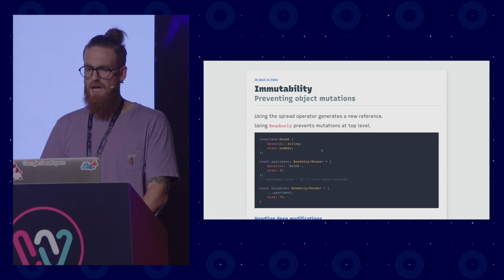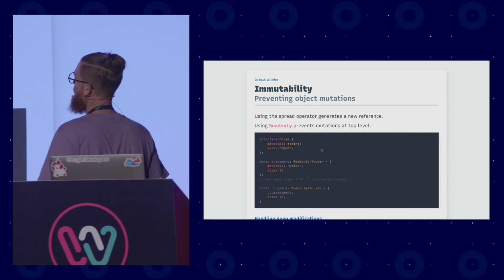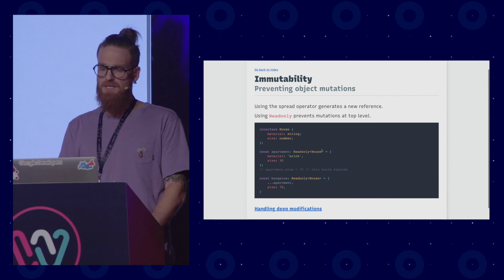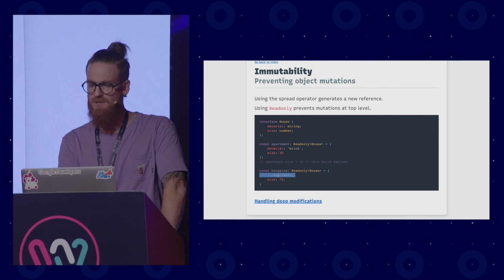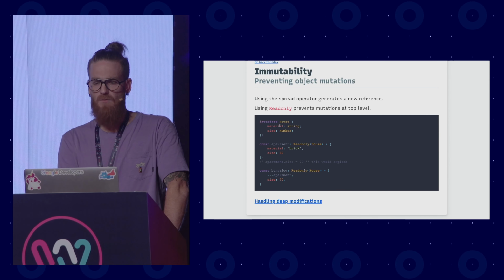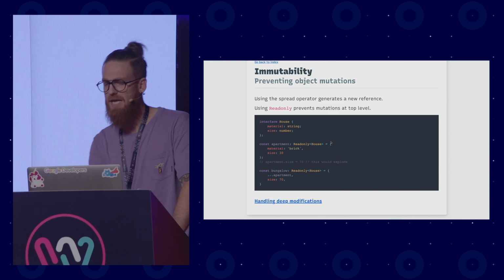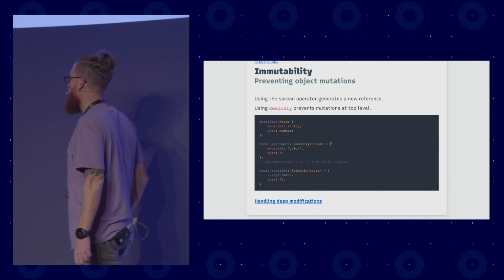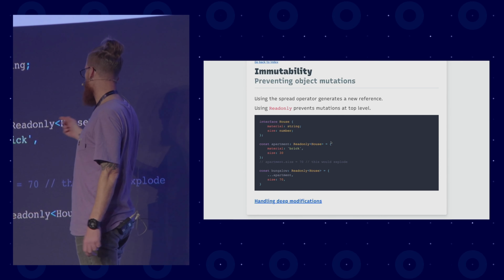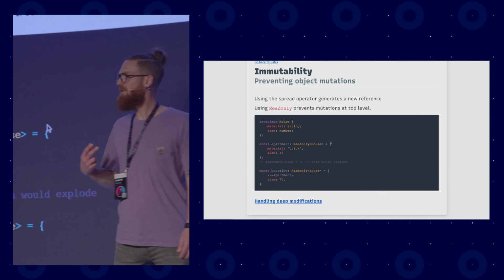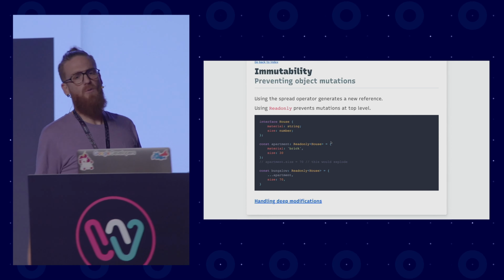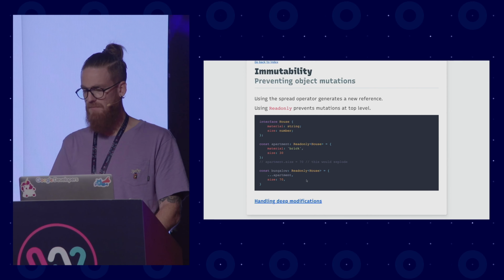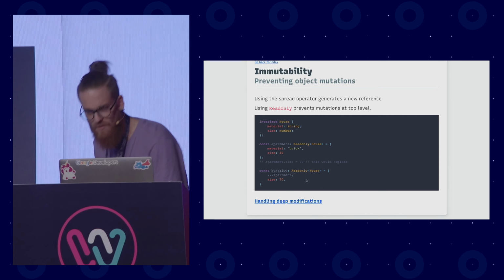Let's say we want to prevent object mutations. It is really easy. We can do it also with the spread operator. In this case, we want to generate a new house coming from apartment, and we want to have the same properties, but with a new size. We want to change the size. So what we do is just use the spread operator. Many of you have used it before.